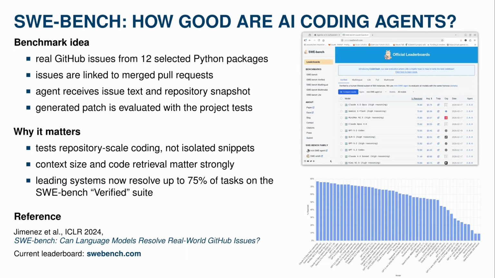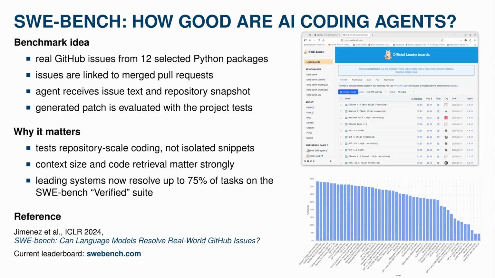And then the agent receives the issue text and the repository snapshot, and is tasked to generate a patch, which is then evaluated with the project tests. Why this matters is this is really a challenging task because we are doing tests at repository-scale coding. We are not just asking for isolated code snippets.